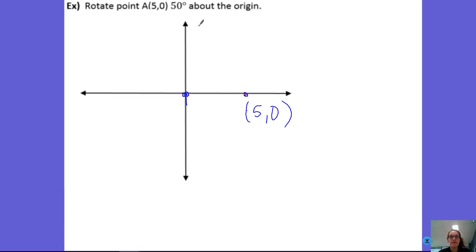So I am rotating this 50 degrees counterclockwise, so this direction. So a little bit more than halfway, because if I was going to rotate it all the way to the y-axis, that would be 90 degrees. So I'm going to rotate it 50 degrees. So this angle right here is 50 degrees. So I'm trying to figure out what are the x and y coordinates of this point.